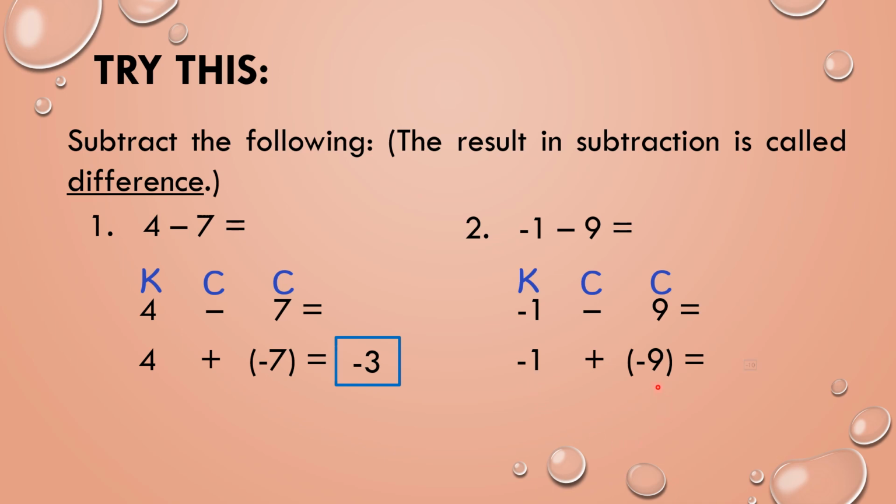So the answer for this given equation is negative 10. Pinag-add natin ang parehong negative o ang parehong utang, so naging 10. And then, since pareho silang negative, the answer or the sign of the answer must be negative. So, negative 1 minus 9 is equal to negative 10.